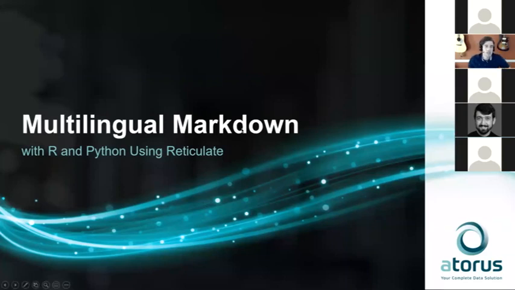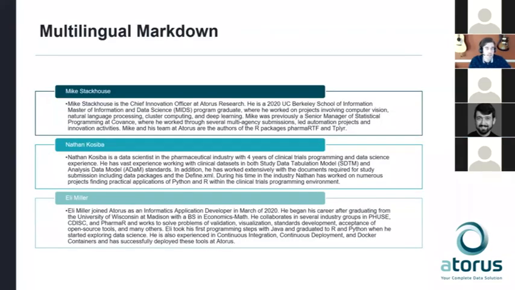All right, so hello and welcome everyone. Our workshop today is called Multilingual Markdown with R and Python using Reticulate. The team that's going to help you through this workshop is myself, Mike Stackhouse, Nathan Kosiba, and Eli Miller. We're all from Atorus, and Phil Bowser is also going to do some presentation, and he's here to help out as we go through the workshop portions of this today.